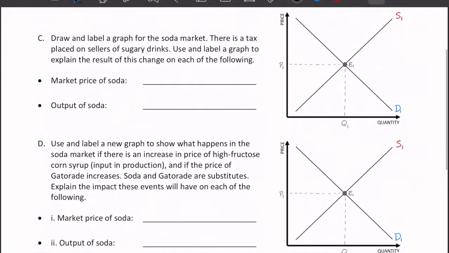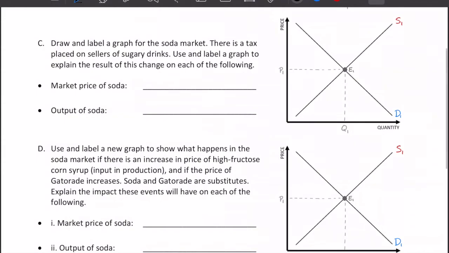So let's look at the second one on the front side. Let's say that we are going to draw and label the graph for the soda market. And there's a tax placed on the sellers of sugary drinks. And so again, we want to focus on this event that occurs. There's a tax that is placed on the sellers of the sugary drinks. Now, there's a couple keywords here, things that we're going to grab here. We know it's a tax, and we also know it's on the sellers. And so we know this is going to be a supply side thing.